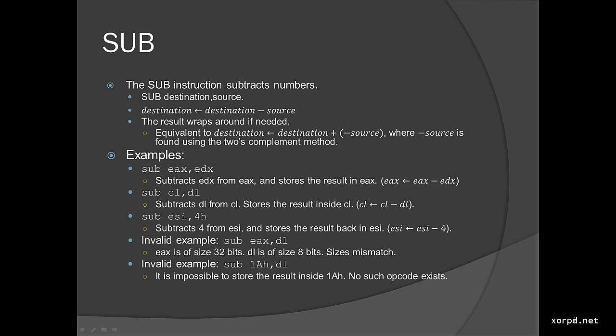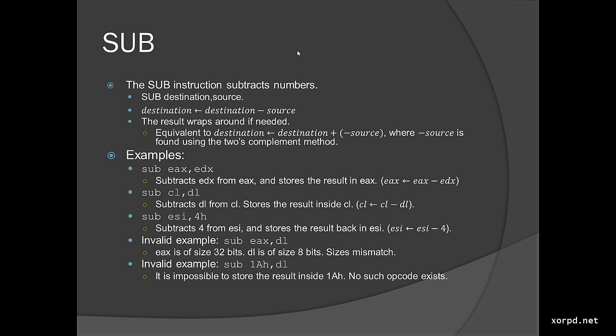The sub instruction. The sub instruction subtracts numbers. It looks like this, sub destination, source, which, as I mentioned before, is mostly the usual. The operation is like this. We calculate destination minus source and store it inside destination. Just like the add instruction, the result wraps around if needed.